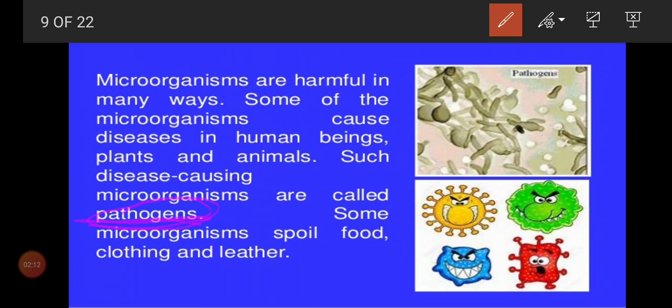So what is pathogens? Disease causing microorganisms are called pathogens. And some microorganisms will spoil food and also even clothing and also leather. So we'll see which microorganisms will disturb human beings, plants, and animals, and how they will cause disease. And these are some examples given in the structure. Some pathogens. What is pathogens? Disease causing microorganisms, generally we'll call them pathogens. Now we'll see one by one.